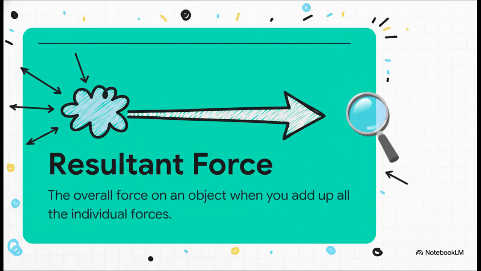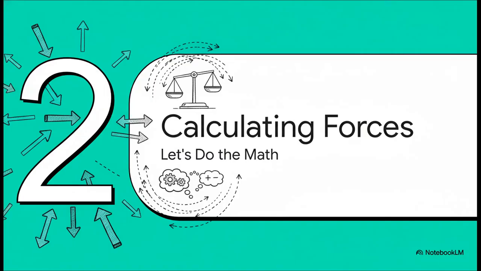It's basically the final score after that push and pull conflict is over, what you get when you add up all the individual forces acting on an object. Now, I know that sounds a little abstract, so let's make it super concrete. How do we actually figure out what the resultant force is? Well, let's do a little math. And trust me, it's way simpler than it sounds.